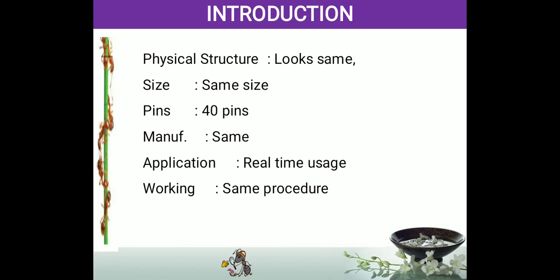First I am taking the physical structure of both. If you take the physical structure, the microprocessor and the microcontroller seem to be the same. Both the processor and the controller are available in rectangular shape and also in square shape. The size is also the same. The number of pins is also the same. The processor has 40 pins, and the controller also has 40 pins.